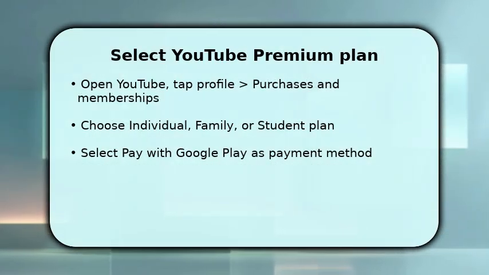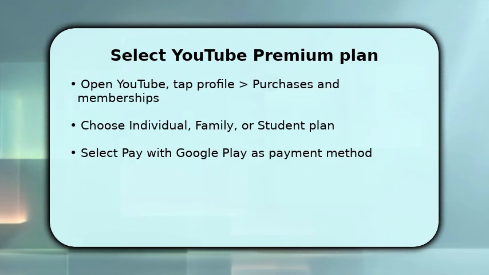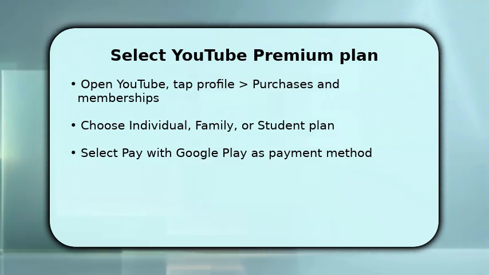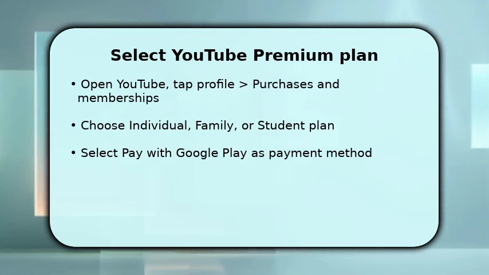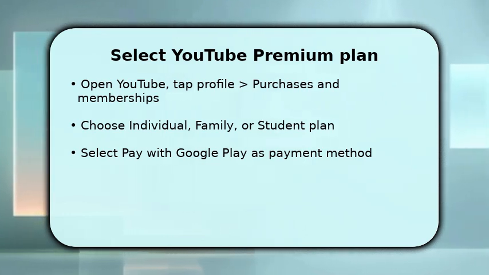Next, you go to YouTube and tap your profile, then Purchases and Memberships. From there, choose YouTube Premium and pick the plan that fits, individual, family, or student, because billing options can differ by plan. After selecting a plan, choose Pay with Google Play from the payment options.